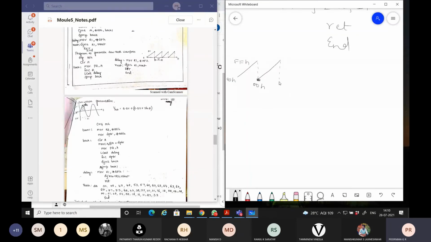So how to write a program to get an output like this from a digital to analog converter? ORG 00H, clear A, then move P2 comma A, LCALL delay, yes, jump back. It can be a long call you can use, or you can use the small absolute call. When back is used, it comes back.